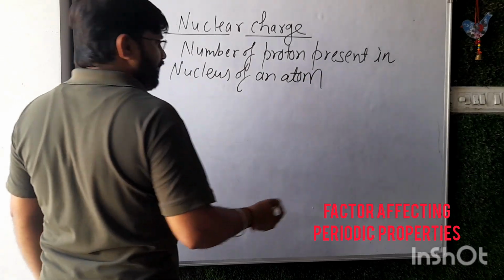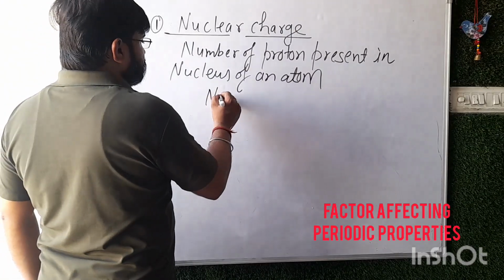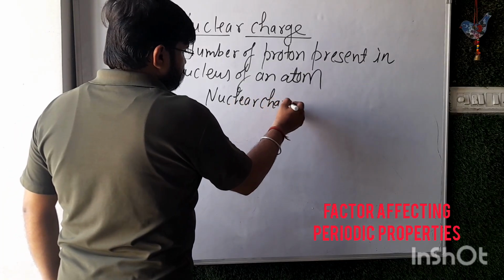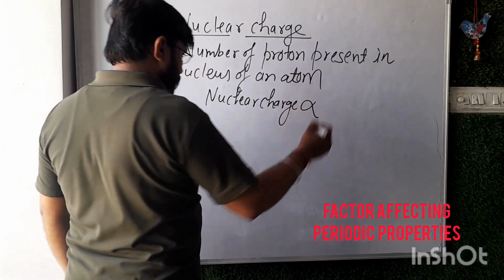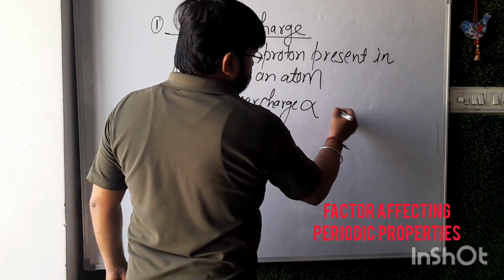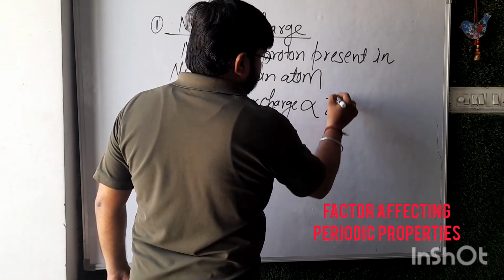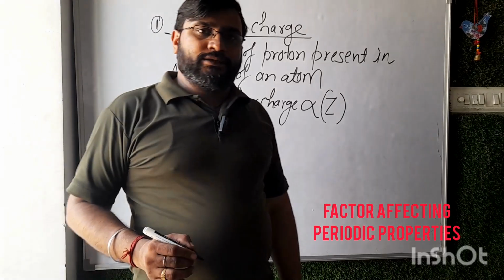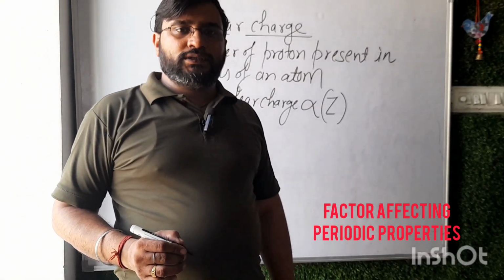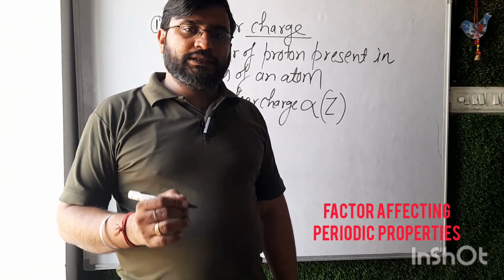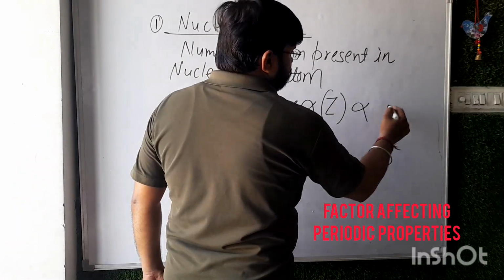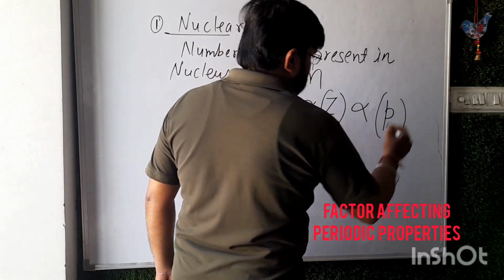So we say that the nuclear charge is directly proportional to the atomic number. Why do we say atomic number? Because we know that for a neutral atom, the atomic number is equal to the number of protons present in the nucleus. So it is also directly proportional to the number of protons present in the nucleus.